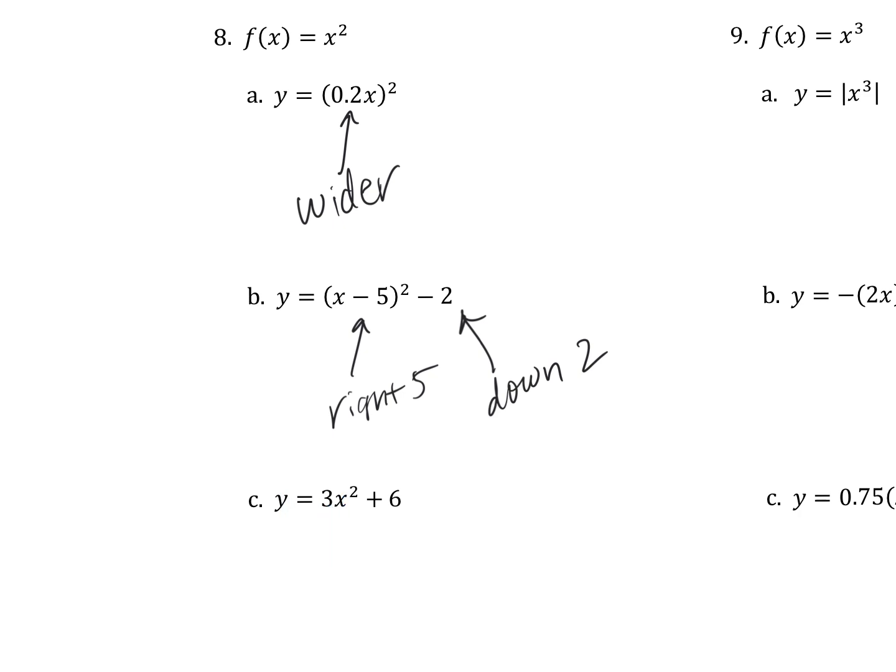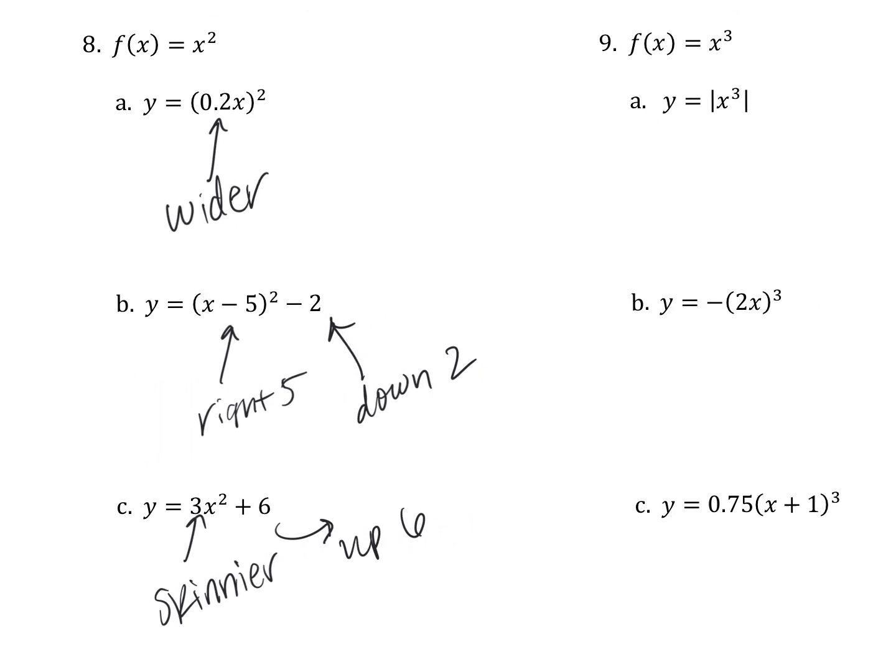Sound good? What is this 3 going to do to my cute little parabola? It's going to make it skinnier, narrower, however you want to say that. Skinnier. And what's that +6 going to do? It's going to go up 6. Why it's not going left to right is because it's not in those parentheses. Loy, you good with that, buddy? Yeah. Great. So I'm not looking for crazy deets.